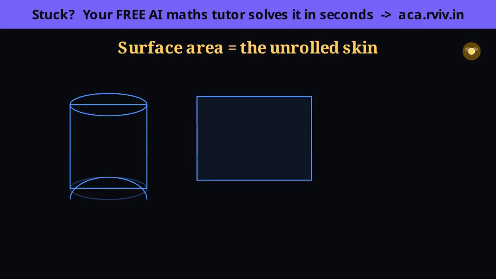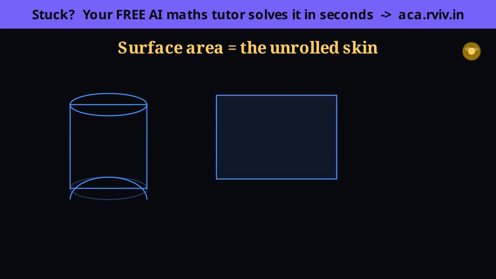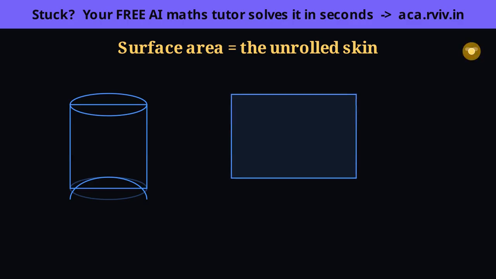The height of the rectangle is obviously just the cylinder's height h, nothing changed there. But think about the width. The width is however far your finger travels as it goes all the way around the circular rim, once, back to where it started. That distance is the circumference of the circle, and we learned the circumference of a circle is 2 pi r. So this rectangle is 2 pi r wide and h tall. That is why the curved surface works out the way it does.